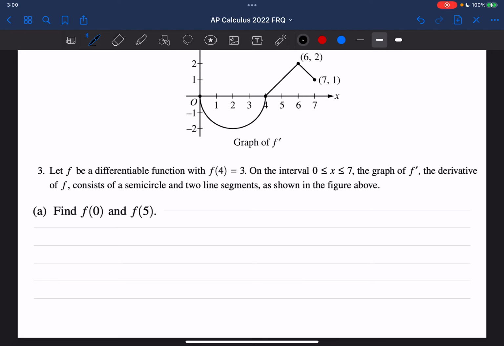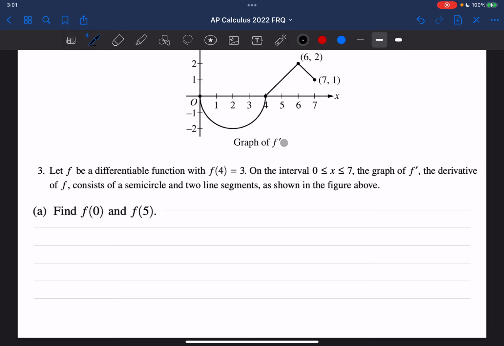All right, this is question 3 from the AP Calculus AB 2022 free response questions. Number 3, part A. Here we've got this function f of x, and we want to find f of 0 and f of 5. So again, this is f prime. I said f a moment ago, my apologies. And so how do we find f of 0?